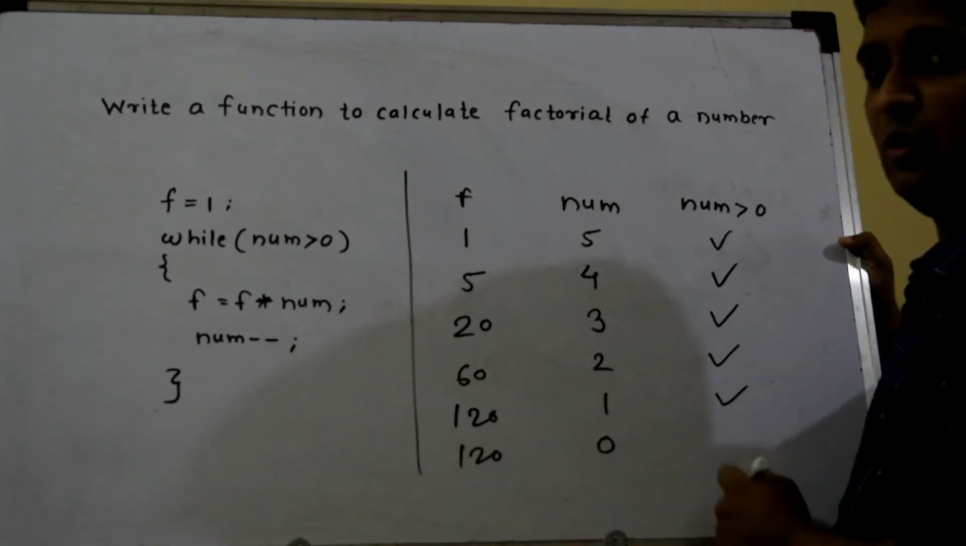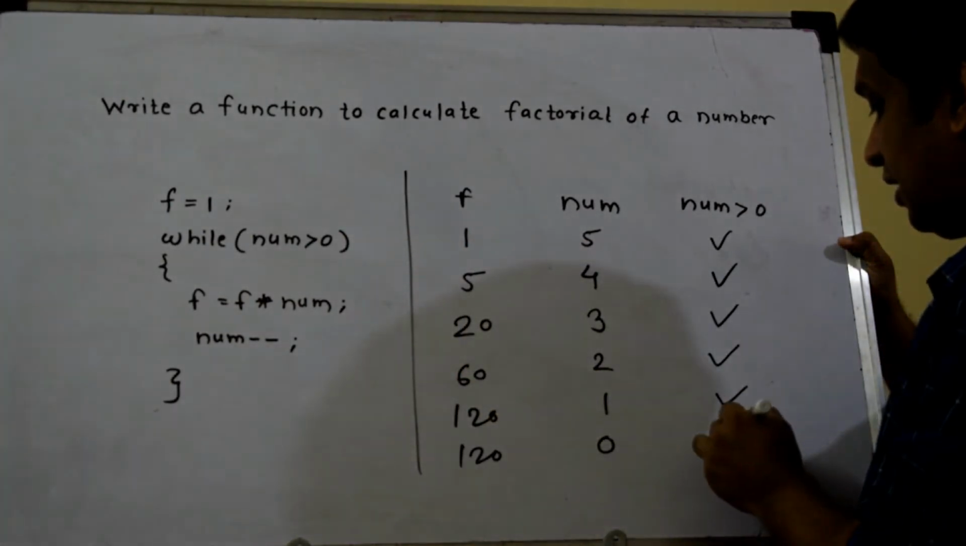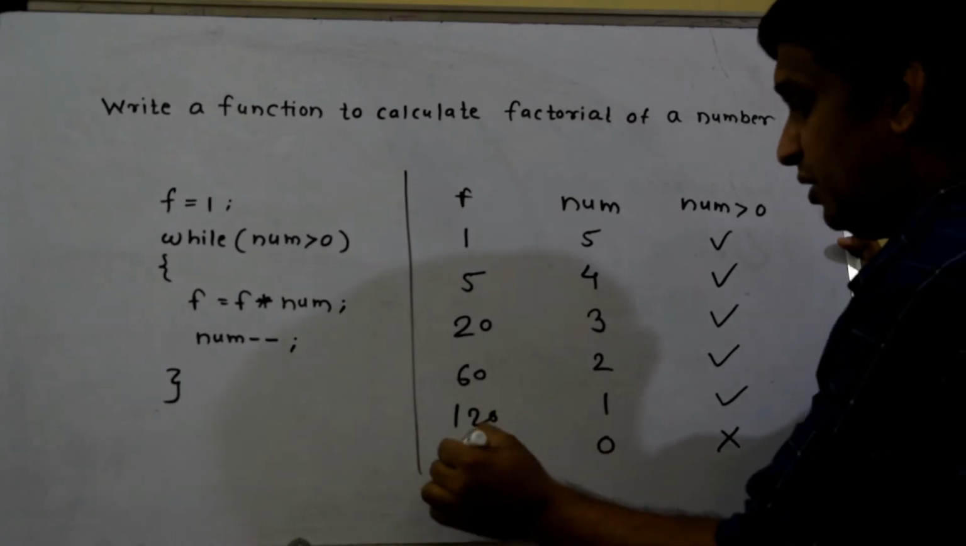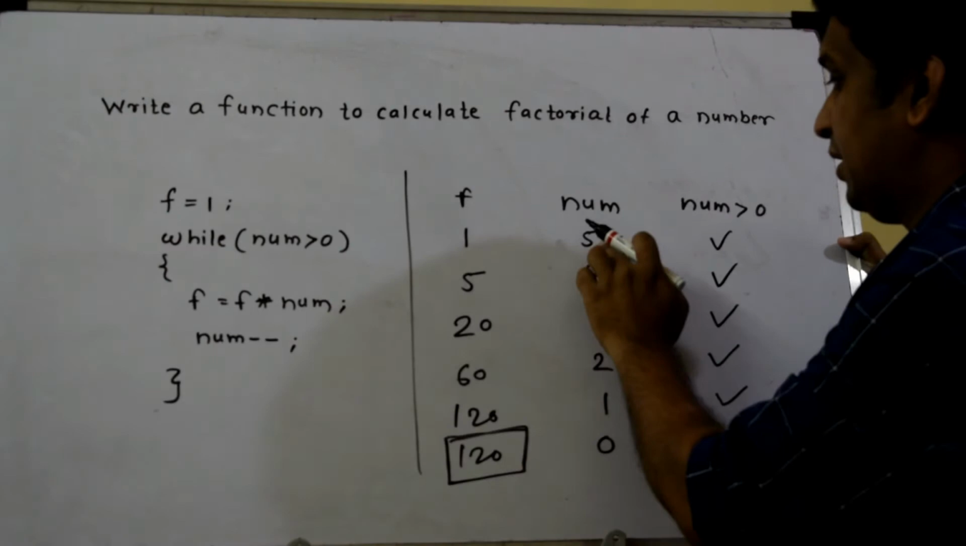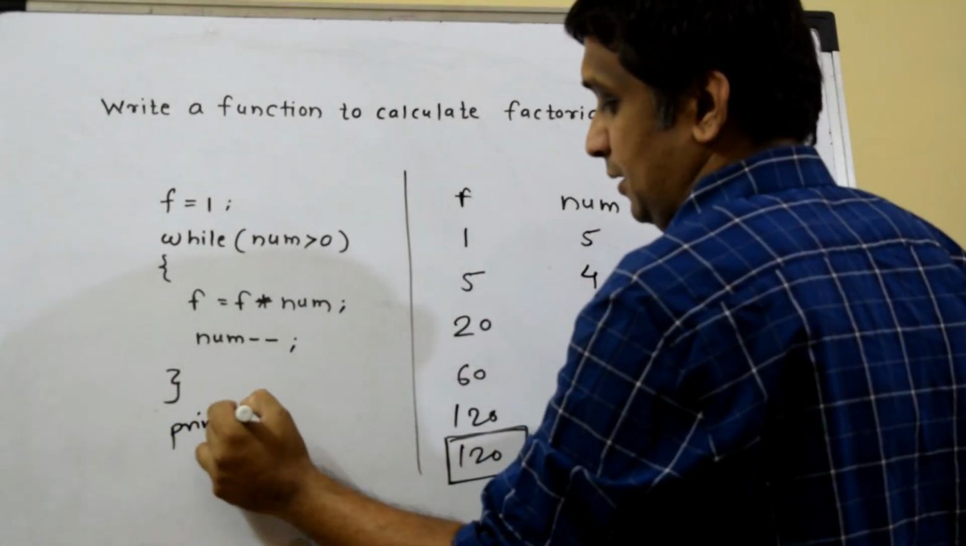Num will become 0, and this time 0 is not greater than 0. So the condition becomes false here and execution will stop. The value inside the f variable is nothing but the factorial of 5, which is 120. So here you will print the f value.